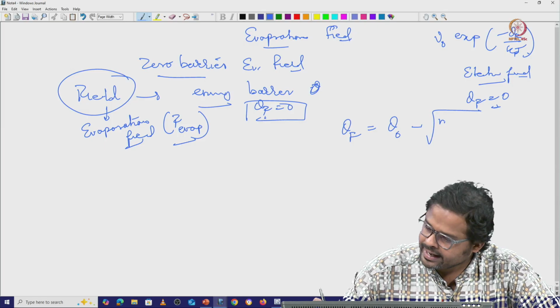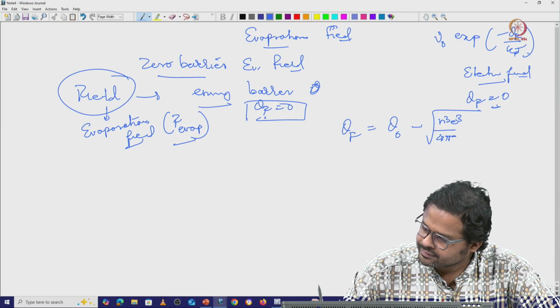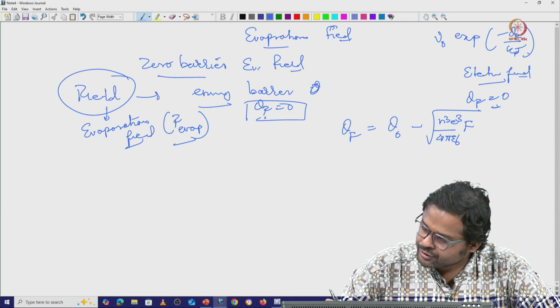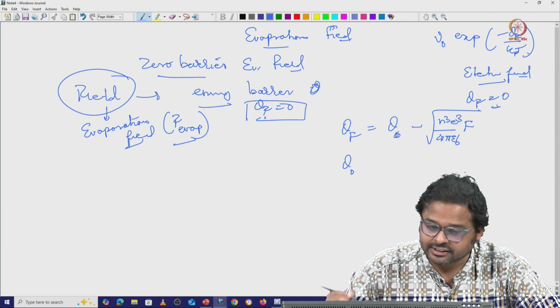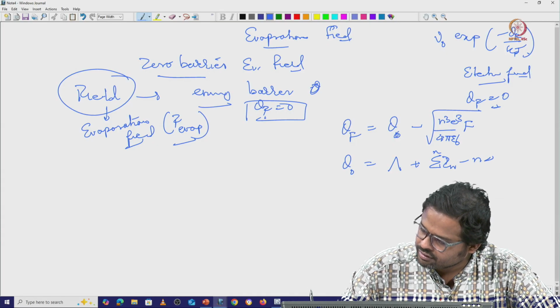QF is equal to Q0 minus root n cube E cube divided by 4 pi E naught F. Okay, and Q naught, the initial barrier, can be given as the binding energy plus the summation of In minus n work function.